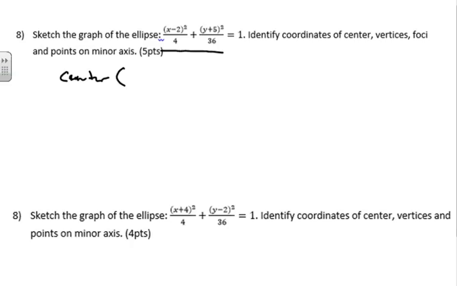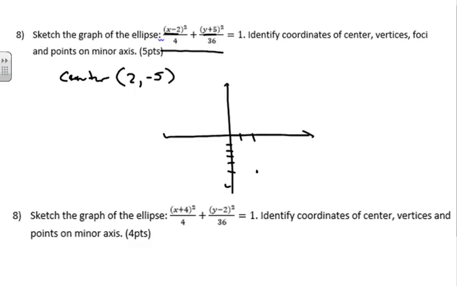And we can identify the center by looking at the numerator of both terms, and we realize it's going to be at (2, -5). So from here, we can graph this right here: 2, and then down 1, 2, 3, 4, 5, so (2, -5). All right, now, from here, we're going to identify the vertices.